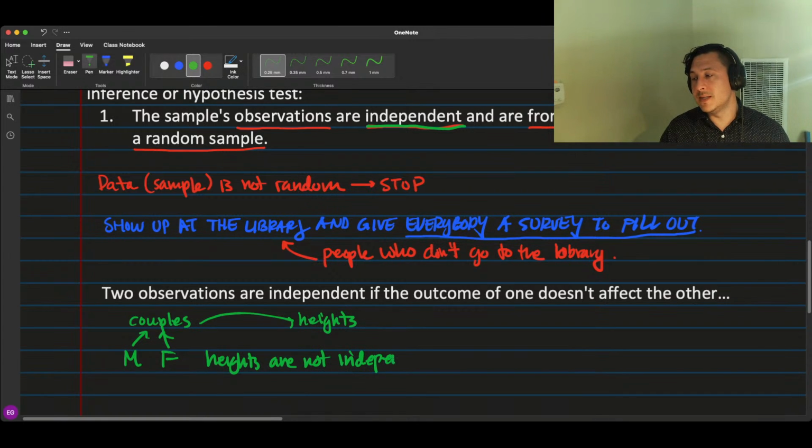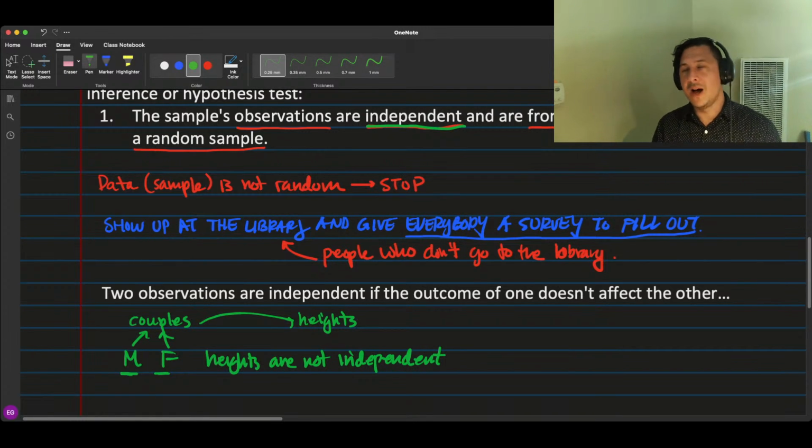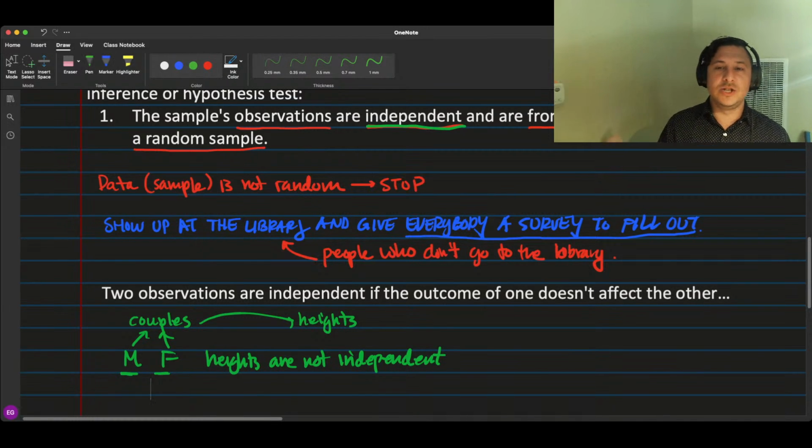Because if one is tall, the other is usually also tall. If one is short, the other is usually also short. There is an effect of the height of the male on the height of the female, in the sense that people who are both tall usually hook up, or people who are both short usually hook up. Obviously, there are people who buck this trend, but in general, that's what happens.